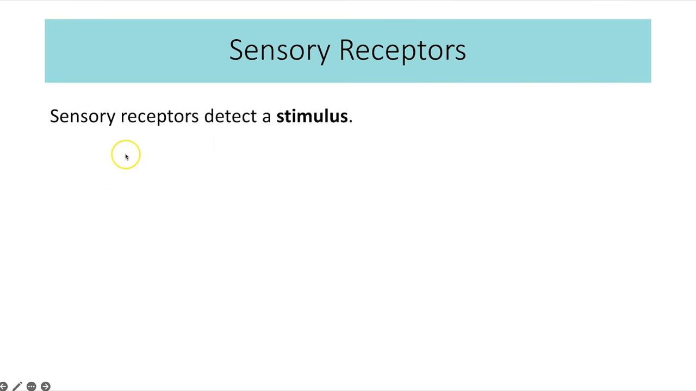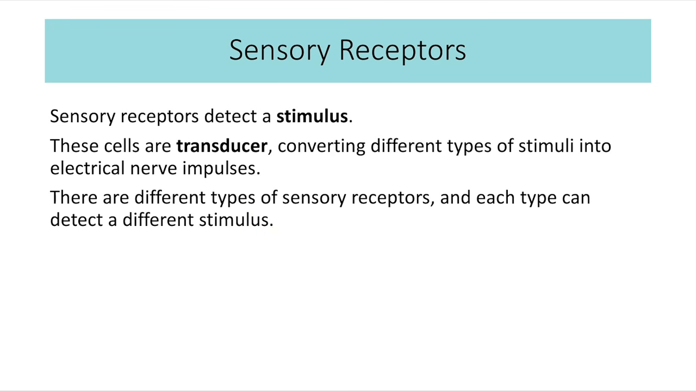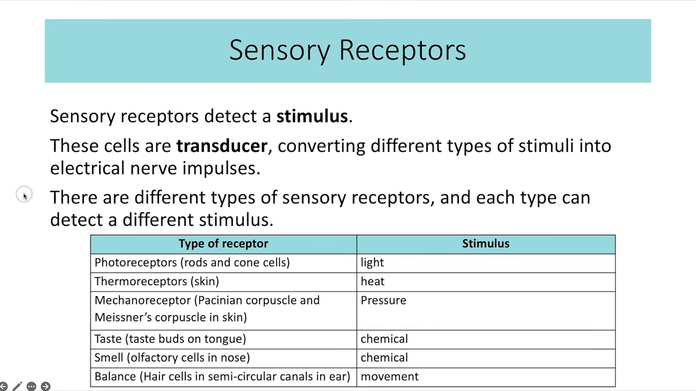A sensory receptor then, these are cells that detect a stimulus. That is what a receptor is. And these cells are transducers, meaning they convert different types of stimuli into electrical impulses. There are different types of sensory receptors, and each type can detect a different stimulus. And here is your table summarizing the different types of sensory receptors and the stimulus that they detect.